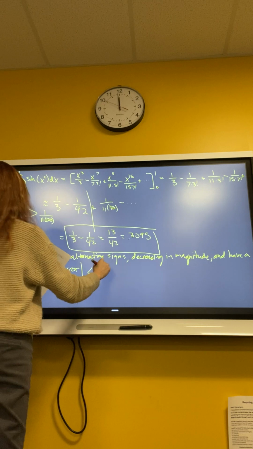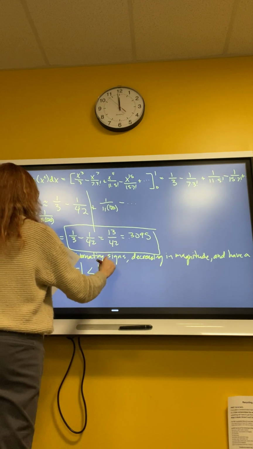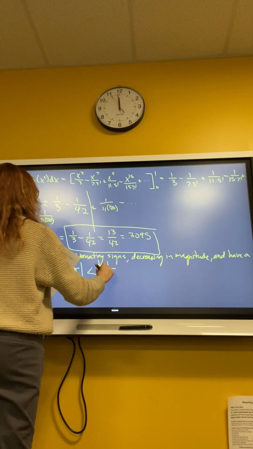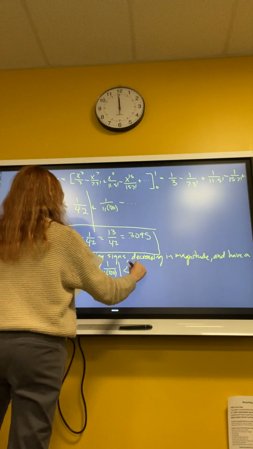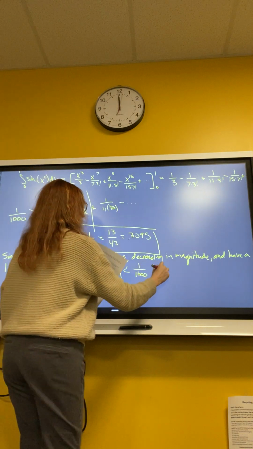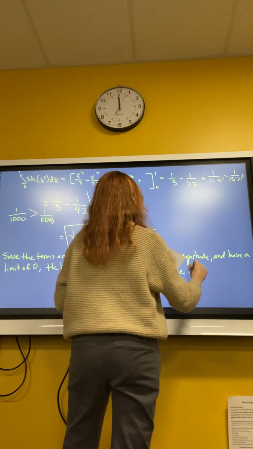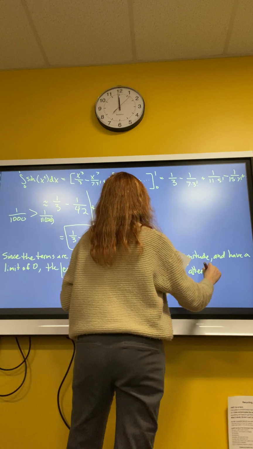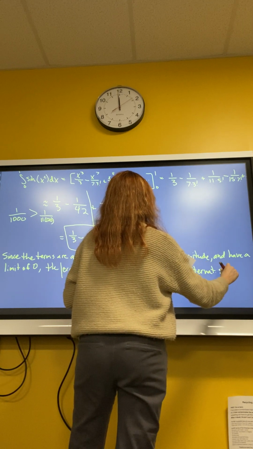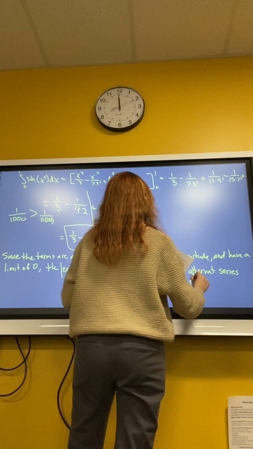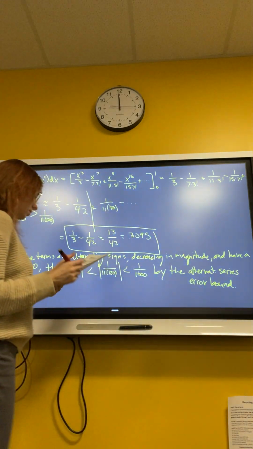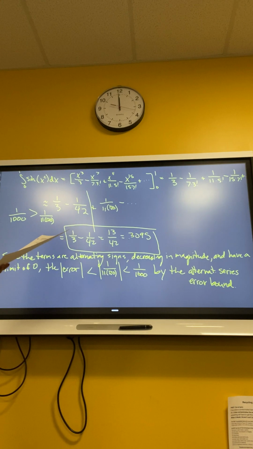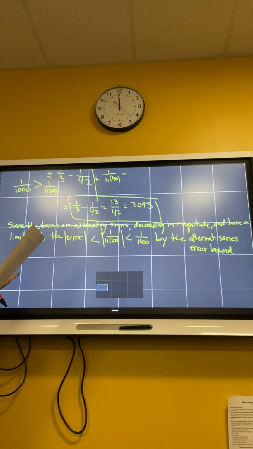So the error is less than 1 over 11 times 120, which is less than 1 over 1,000. And this is by the alternating series error bound, or remainder bound, either one, same thing.